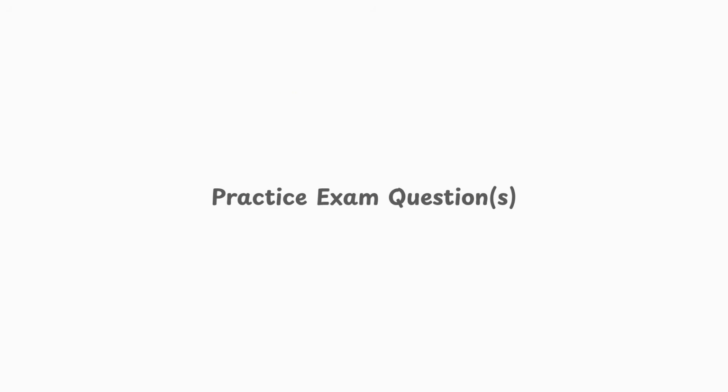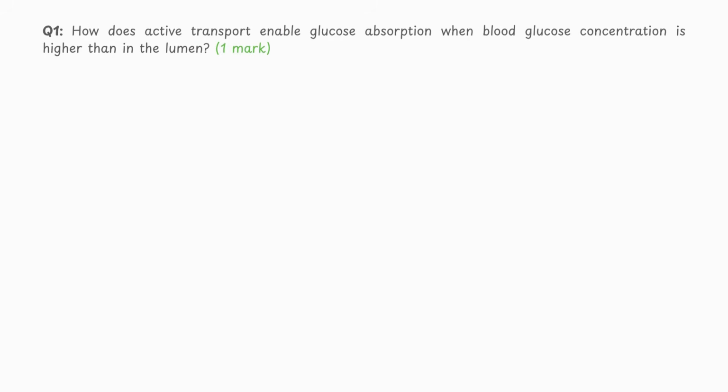Let's dive into some exam-style practice questions. You can pause the video and try it yourself. For question 1, how does active transport enable glucose absorption when blood glucose concentration is higher than in the lumen?